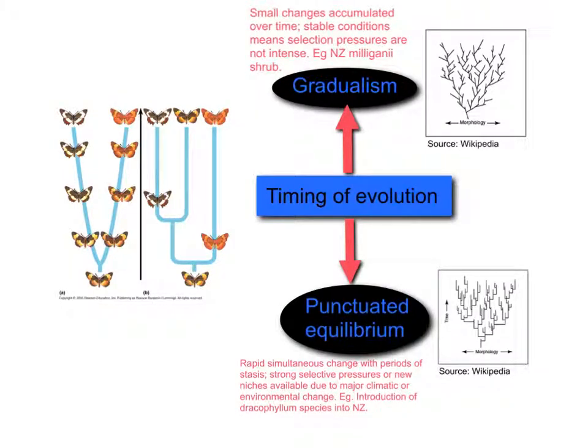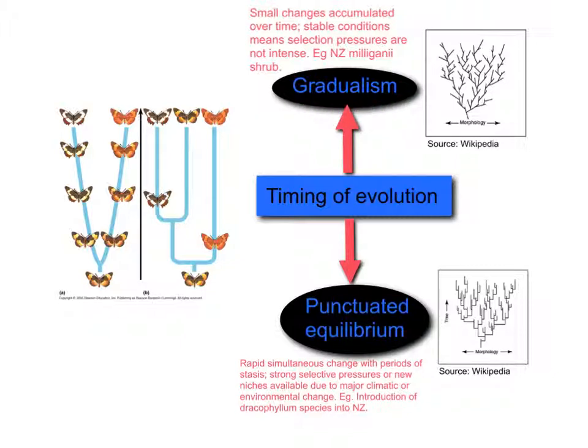The last aspect that we're going to look at in terms of patterns and timing of evolution is about the timing of evolution. So looking at two different mechanisms in place, gradualism and also punctuated equilibrium. Both of these occur in different situations. It is not that one is more accurate than the other.